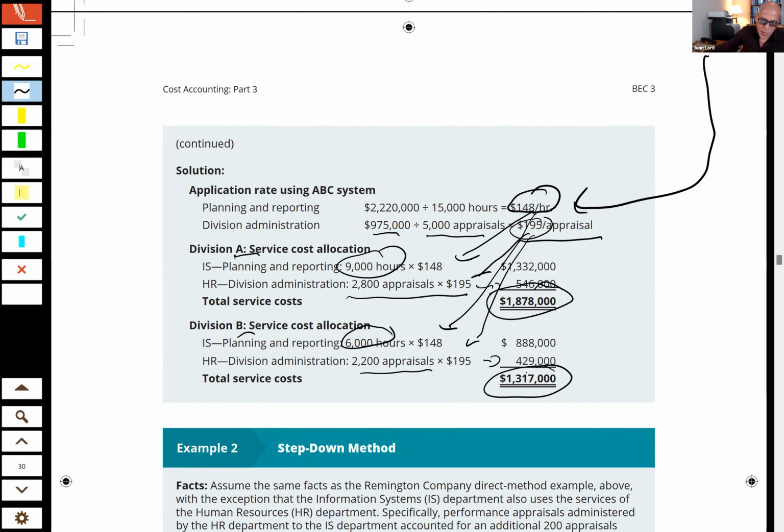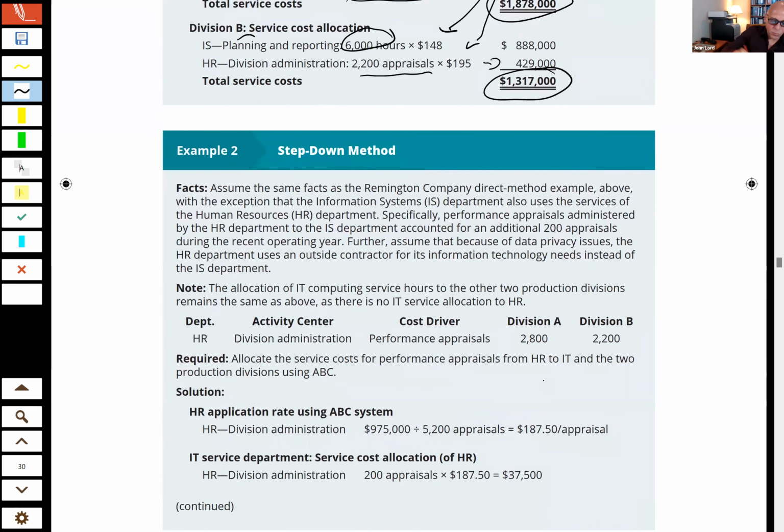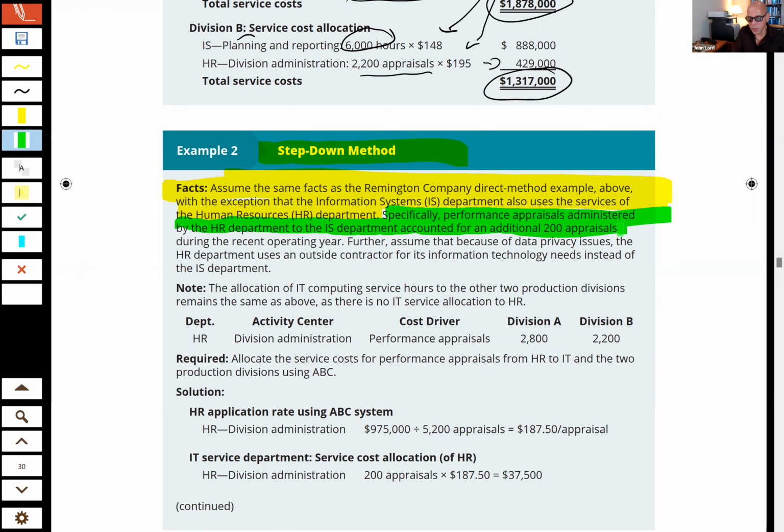Okay, now the second example here is the step down method. And what we're going to discover here, let's just go ahead and read this a little bit: assume the same facts, okay? But the exception is that the information system also uses the service of the human resources department, specifically, okay, performance appraisals administered by the HR department to the IS department result in an additional 200 appraisals during the recent operating year.